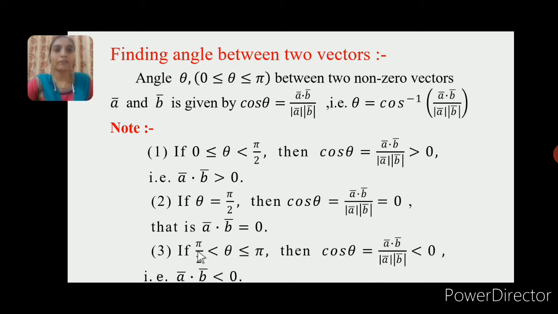Third, if pi by 2 is less than theta is less than or equal to pi, then cos theta is equal to a bar dot b bar divided by magnitude of a bar into magnitude of b bar is less than 0. That is, a bar dot b bar is less than 0. If theta is obtuse angle, then cos theta is negative and the dot product is real number.